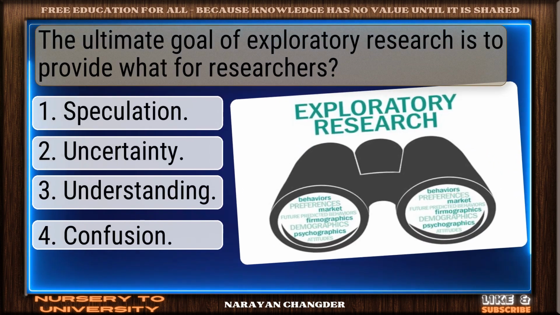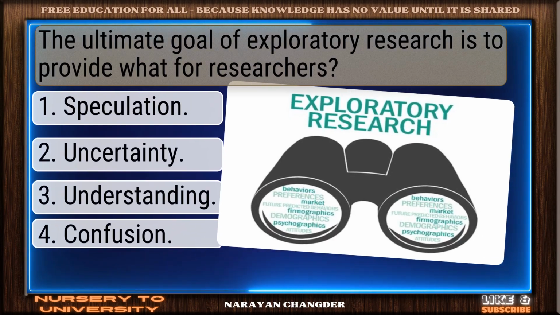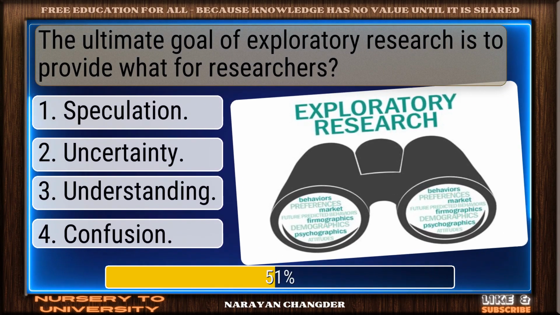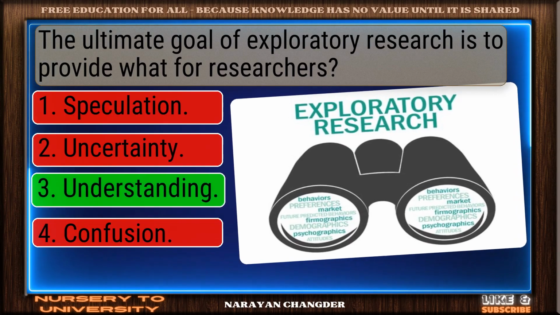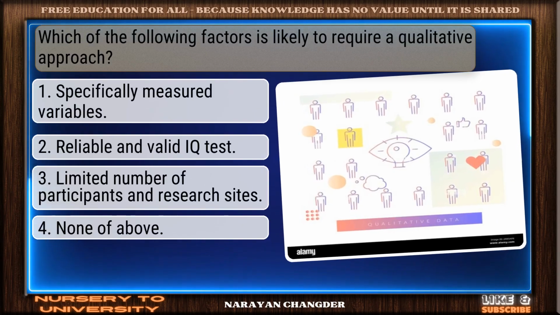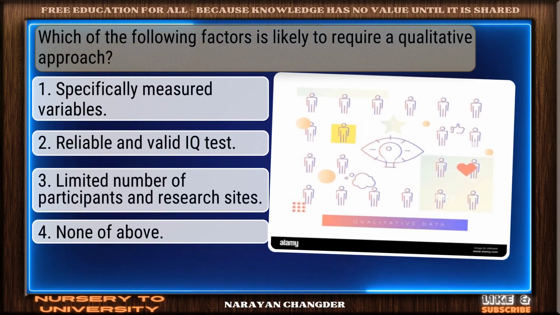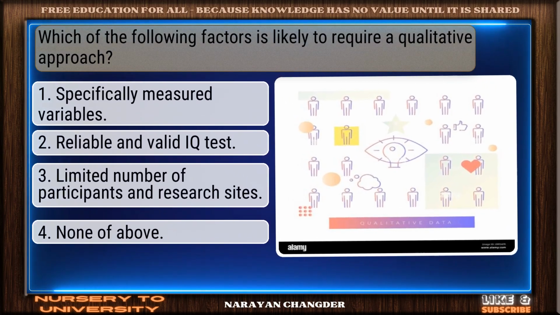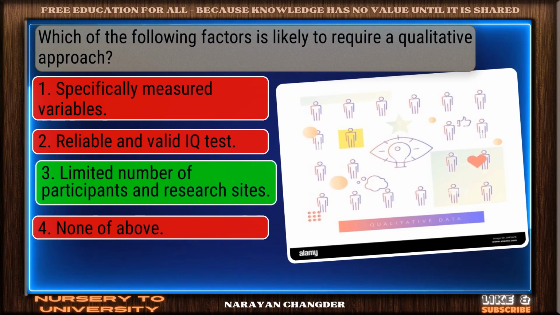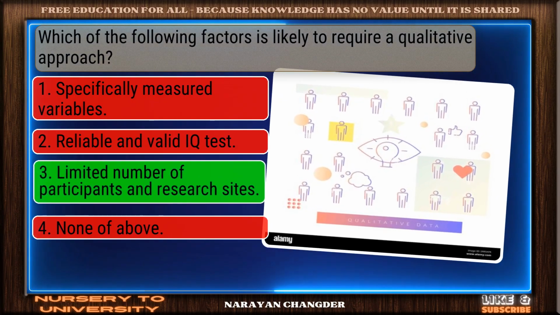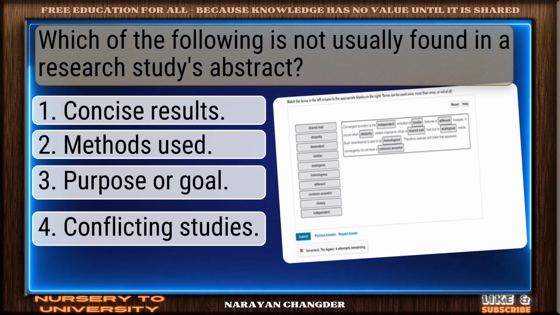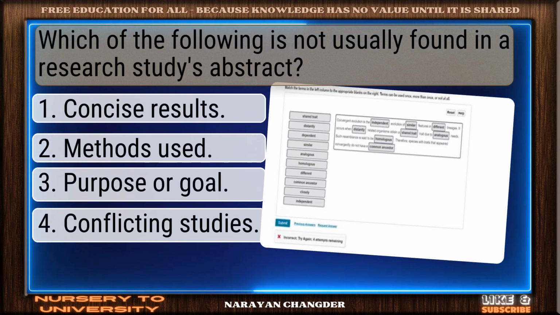The ultimate goal of exploratory research is to provide what for researchers? You got it. Your choice, understanding, is right. Which of the following factors is likely to require a qualitative approach? Well done. Limited number of participants and research sites is the right choice. Which of the following is not usually found in a research study's abstract?